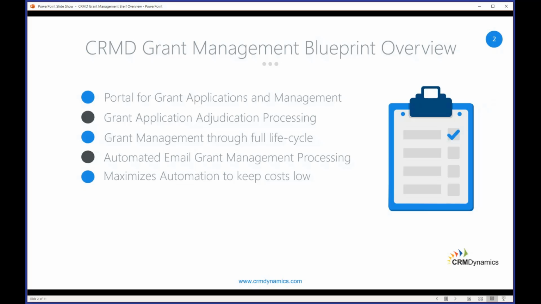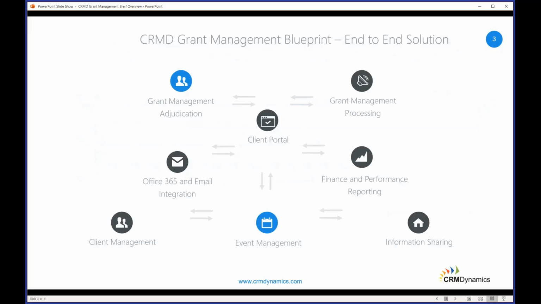Throughout the whole life of the grant, we have automated email processing, so status updates will go out to your grantees. These can be reminders for missing information or reminders of due dates, and also just status changes when approvals are granted or when the grant is going through the process. The whole system is fully integrated, so it maximizes automation, minimizes human intervention, and therefore it keeps your costs low.